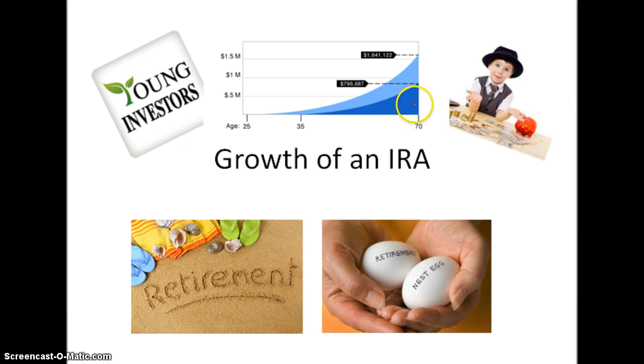But at the end game, at age 70 for both of these individuals, the person who started early has so much more. So these top images are to help you remember this principle that it really does pay to start saving for retirement early on so that you have that nest egg when you're ready to retire.